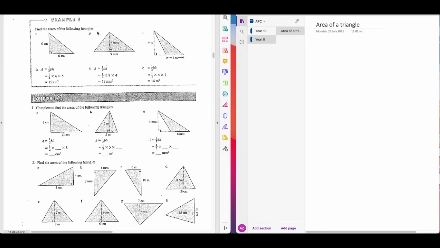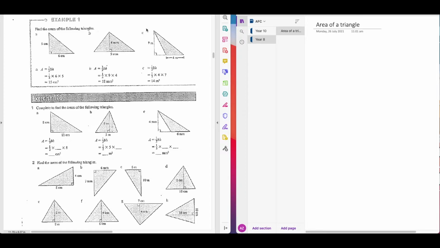In our second example, to find the area of the triangle, we do the same thing again: half times base times height. In this case, the base is 9 centimeters and the height is 4 centimeters. Remember, the height forms a 90-degree angle with the base, and the base is always a side of the triangle. So the 9 refers to the bottom side of the triangle, and the 4 is not a side of the triangle. That means this cannot be the base. So this is the height.